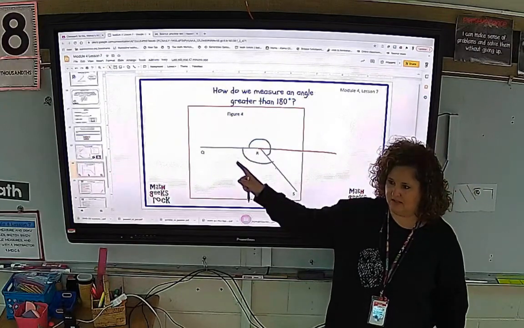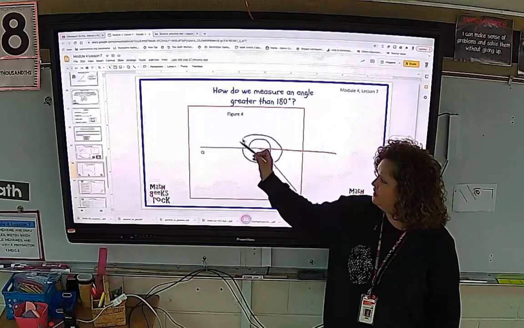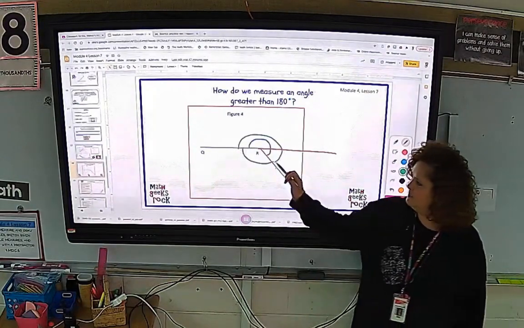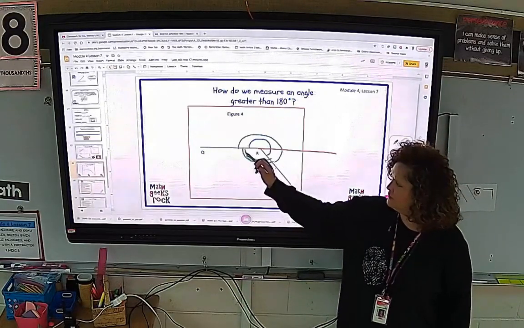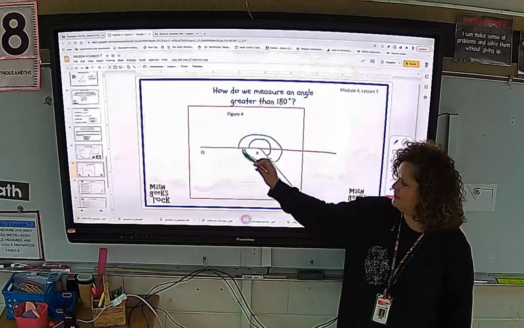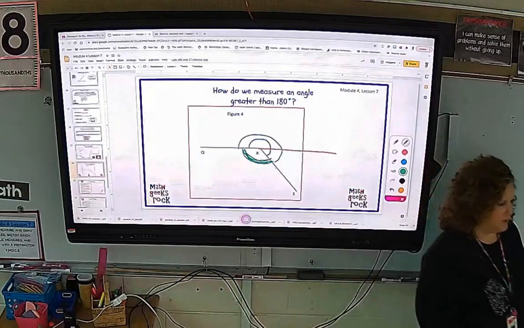Does that make sense? If a whole circle, if this thing went all the way around, was 360, okay? If I just measure this piece right here, I'm just trying to make it so you can see it. If I measure this piece and subtract it from 360, I would have the big piece that we don't know.